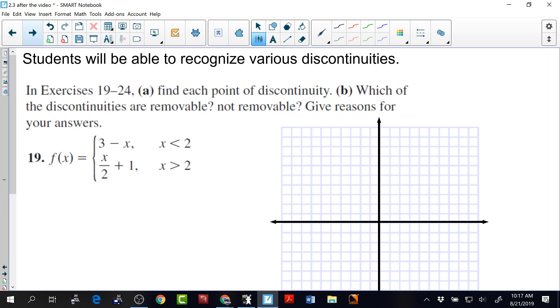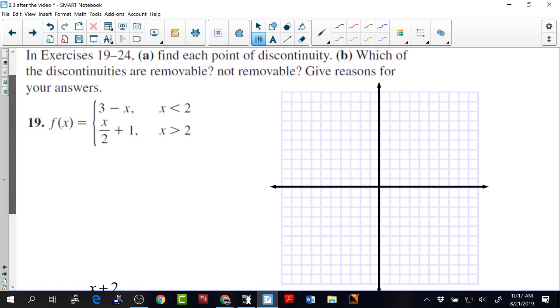Students should be able to recognize various discontinuities. So a lot of discontinuity stuff on the test. In exercises 19 through 24, find each point of discontinuity. Which of the discontinuities are removable, not removable? Give reasons for your answer.